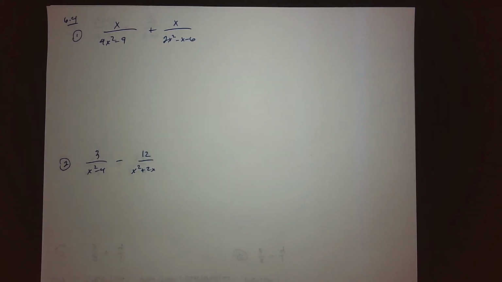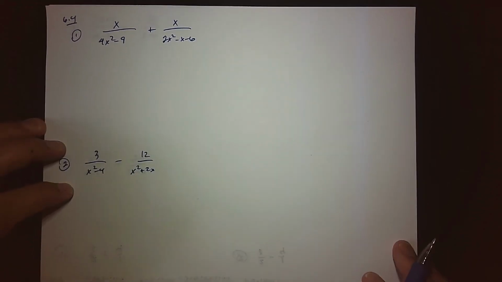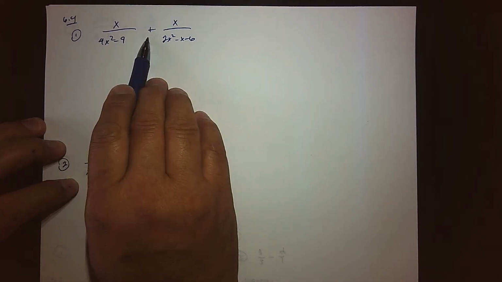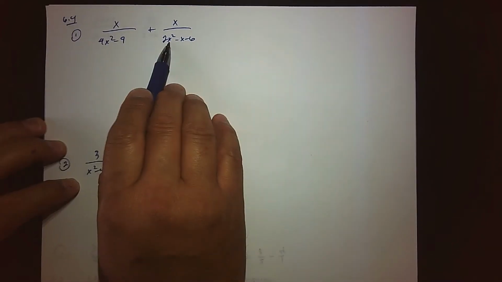Okay, so since there's so many moving parts, let's do a few more examples just to make sure we're seeing the patterns, and then it just takes a lot of work. So we're adding two fractions here. My denominators aren't the same, so we need to factor.